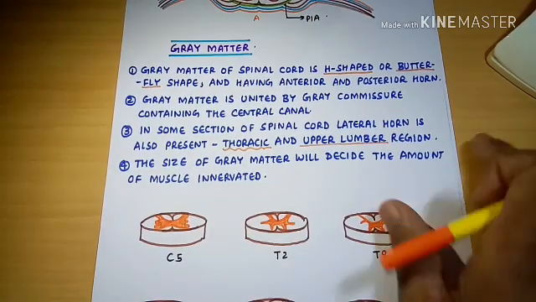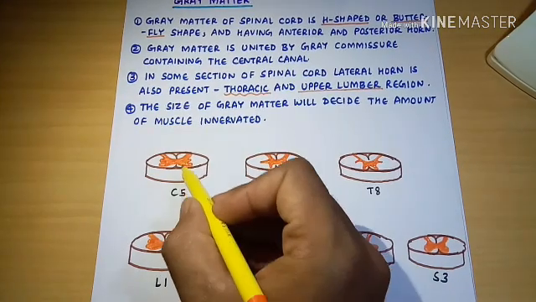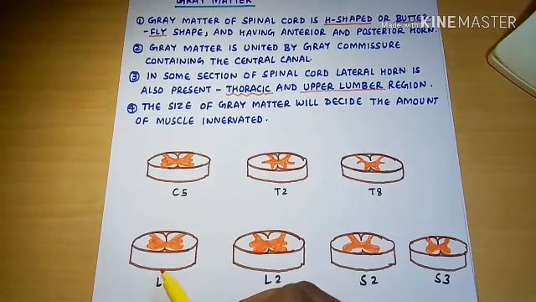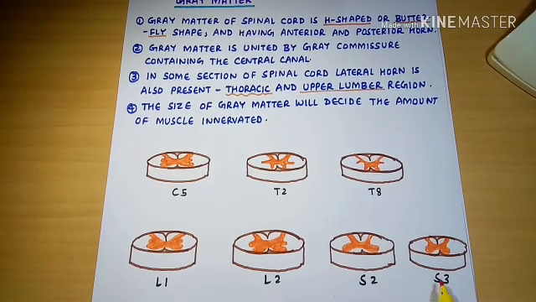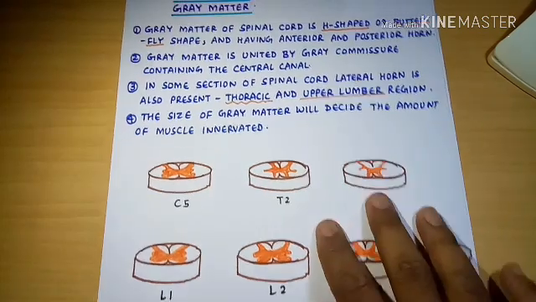So these are some sections of the gray matter at the different levels. This level is at cervical 5, this is thoracic 2, this is thoracic 8, this is lumbar 1, lumbar 2, sacral 2 and sacral 3. What we have to remember in this part is that the amount of gray matter will decide the muscle innervated. If more muscles are innervated through that section of the spinal cord, the size of the gray matter is large, isn't it?